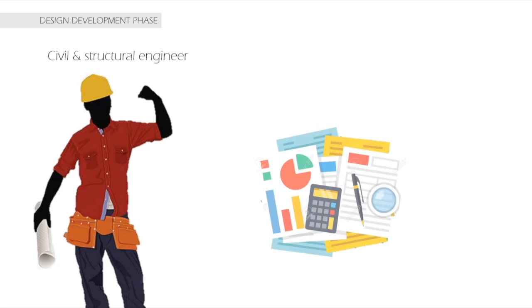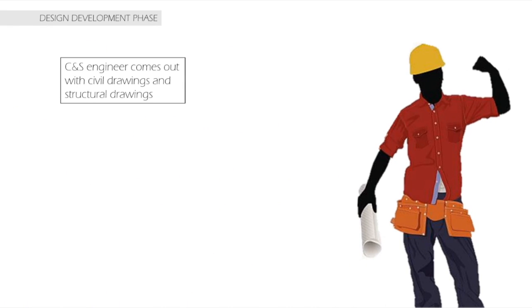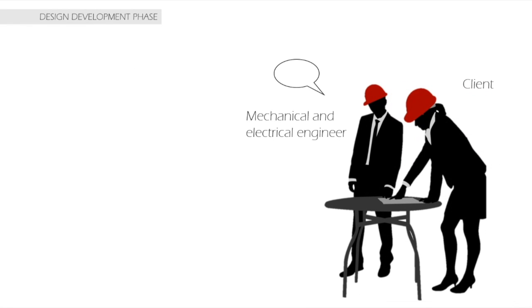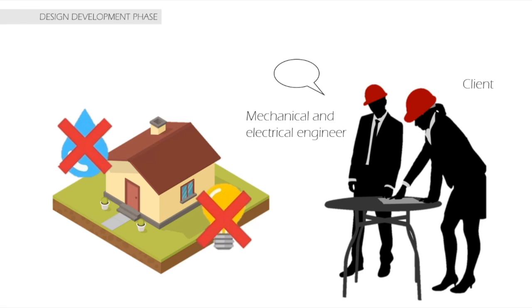The civil and structural engineer will prepare a demolition plan accompanied with a report that consists of structural calculations to assess the stability of the building that is demolished and all the affected buildings and structures. Then, he also comes out with civil drawings and structural drawings. Meanwhile, the mechanical and electrical engineer will advise on the disconnection of the water and electrical supply of the existing building before demolishment and subdivision.